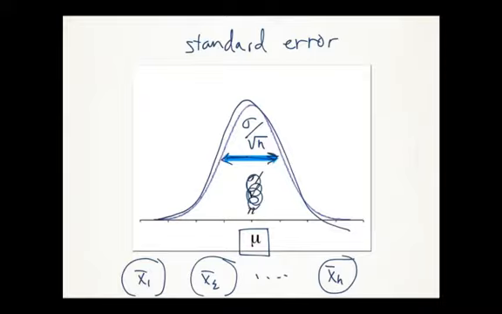For the bootstrap, rather than having repeated samples from the population to estimate the standard deviation of the sample mean, we instead take repeated samples with replacement from the data. So this is a key.